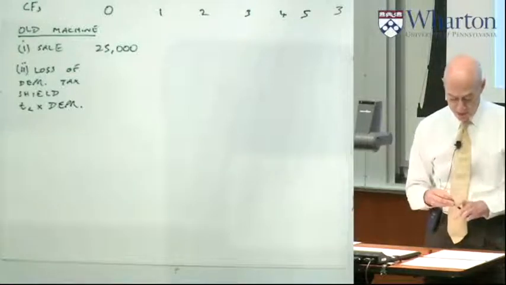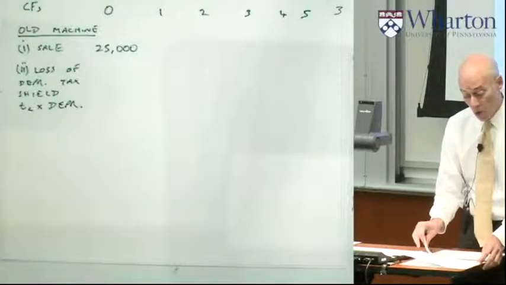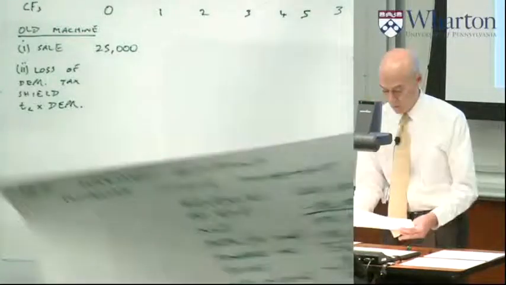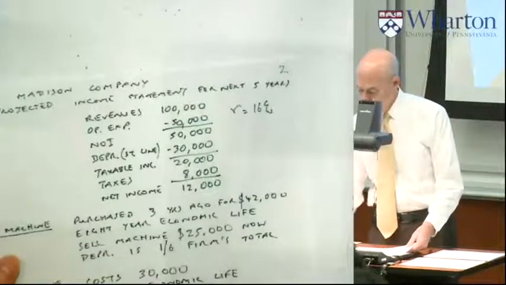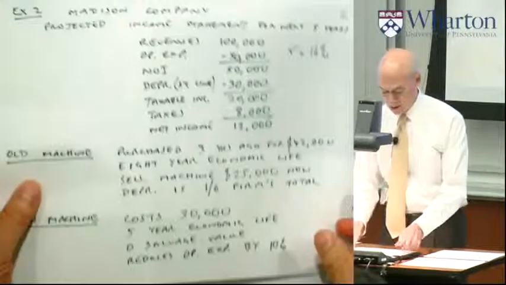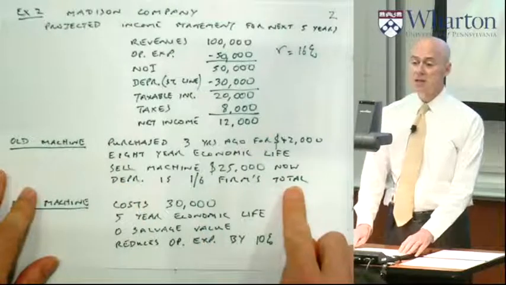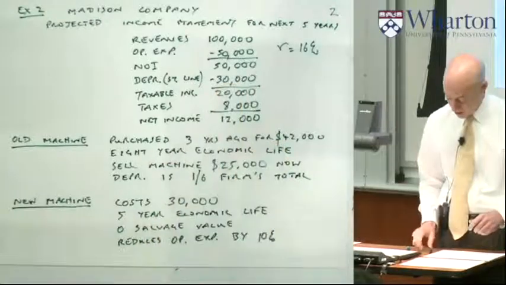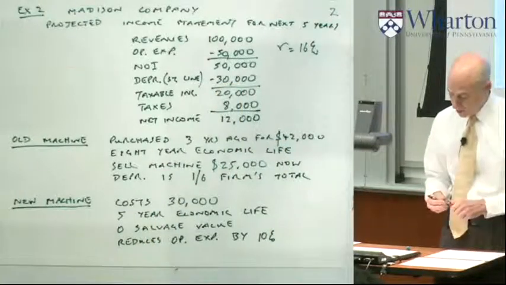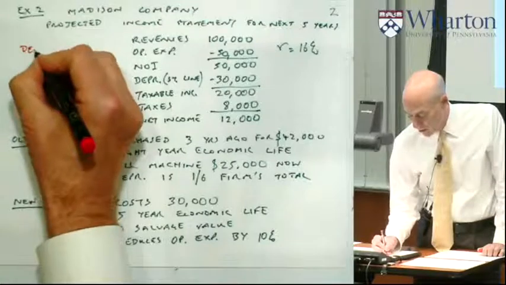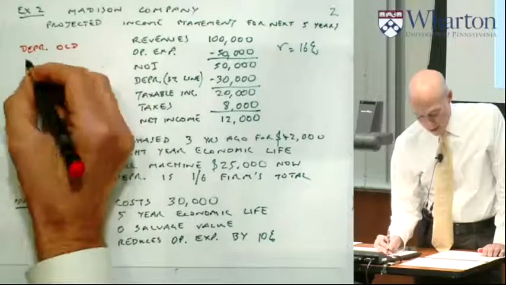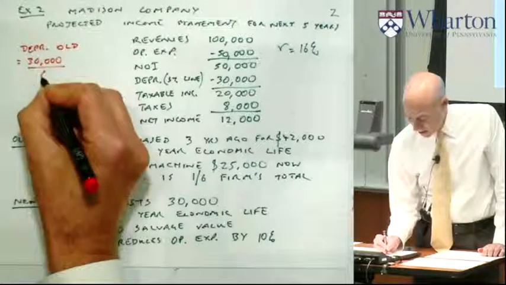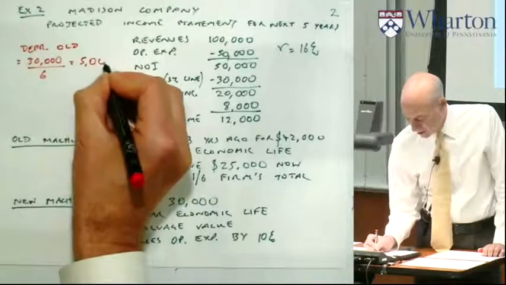How much is the depreciation on the old machine? Well, we're told what in the question? Depreciation is 1/6 of the firm's total. Yeah. So the firm's total is 30,000. So the depreciation on the old is going to be 30,000 divided by 6, which is 5,000.